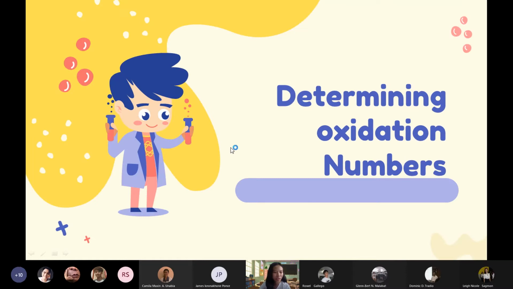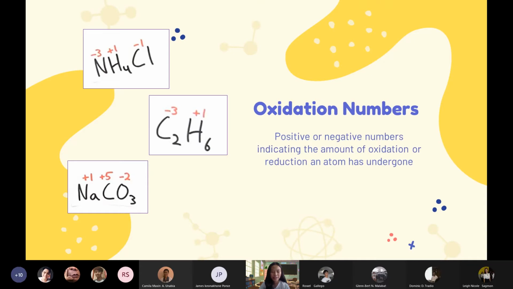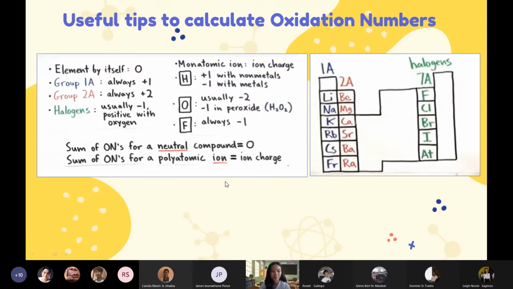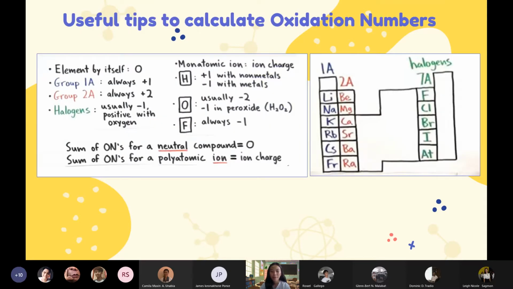Now, do you know what an oxidation number is? These are the positive or negative numbers indicating the amount of oxidation or reduction in an atom. This is what I mean by that. This is the oxidation number, the one that I've encircled. The +3, +1, those are the oxidation numbers. Now we will go along. You might as well save this picture, because it is really helpful in determining oxidation numbers.